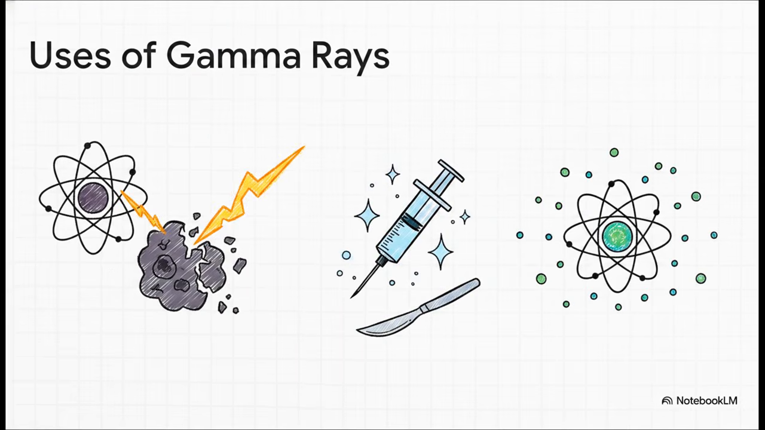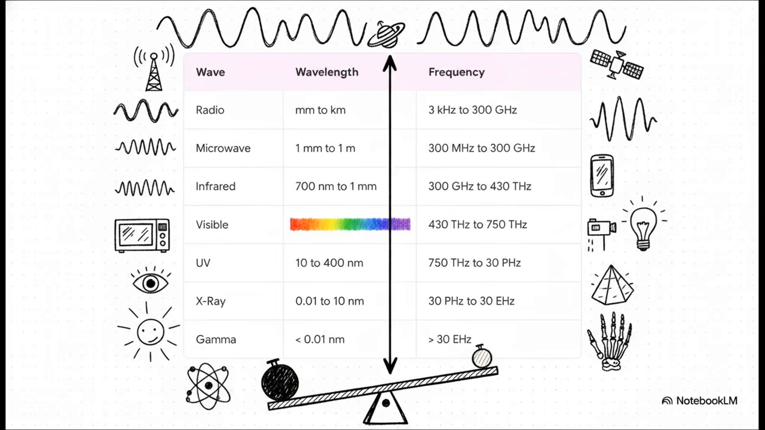Now, while you might immediately associate nuclear reactions with destruction, gamma rays actually have incredibly beneficial uses when we harness them correctly. Their immense, pinpoint energy is a cornerstone of modern nuclear medicine. They are used in radiation therapy to precisely target and destroy cancerous cells and to achieve high-level sterilization of critical medical equipment.